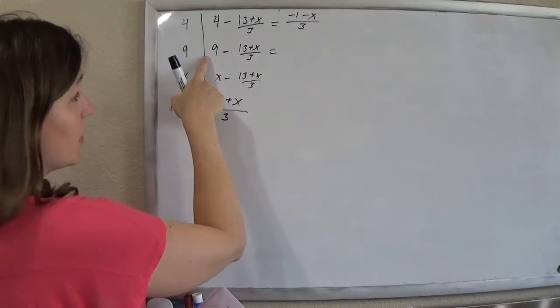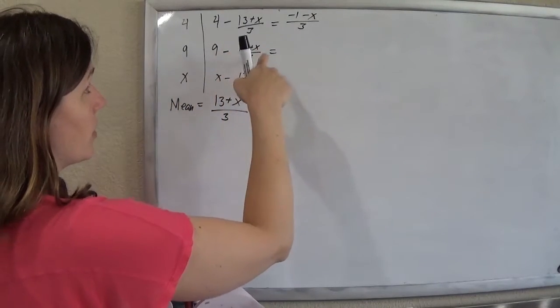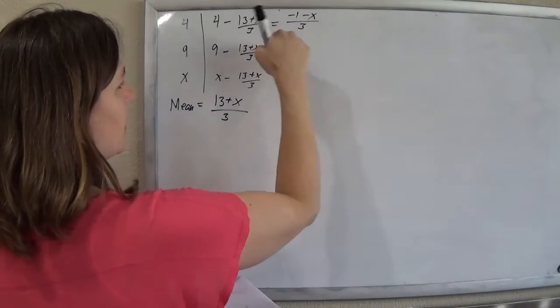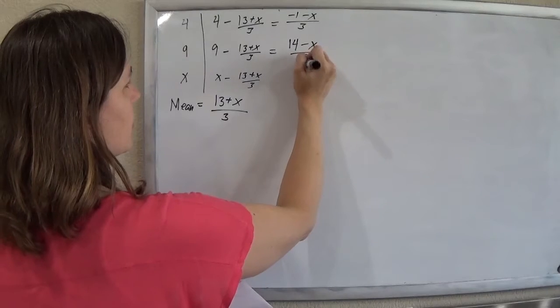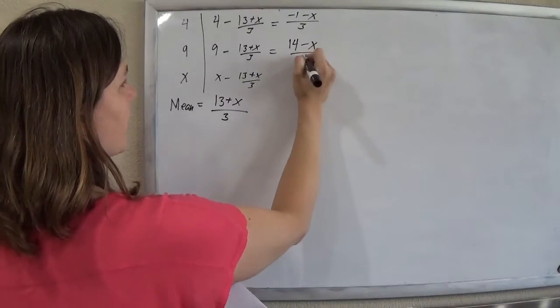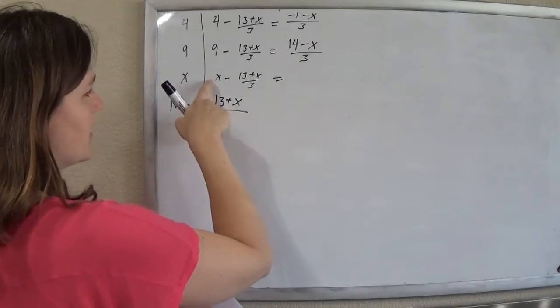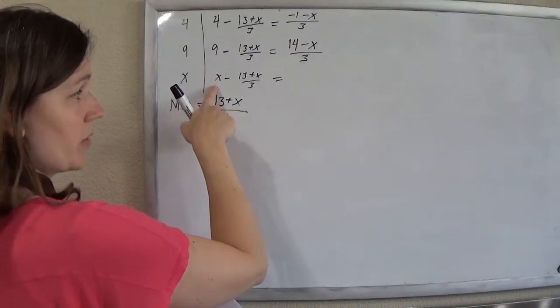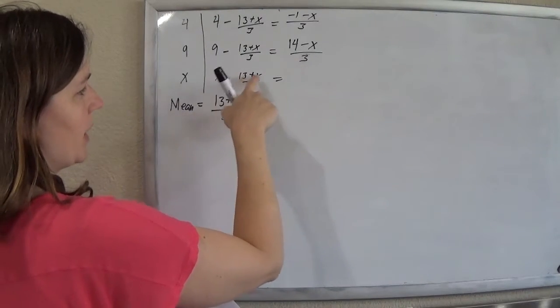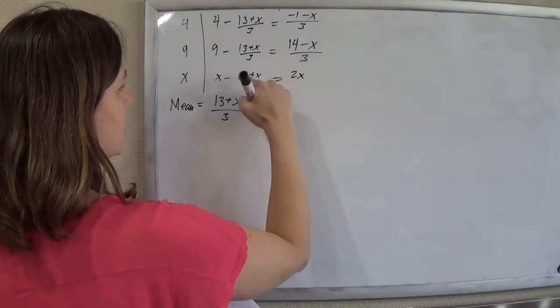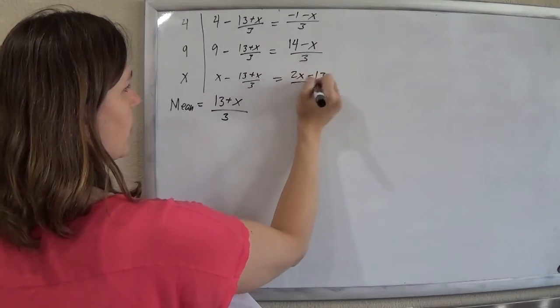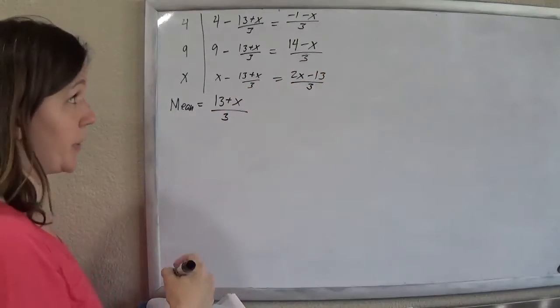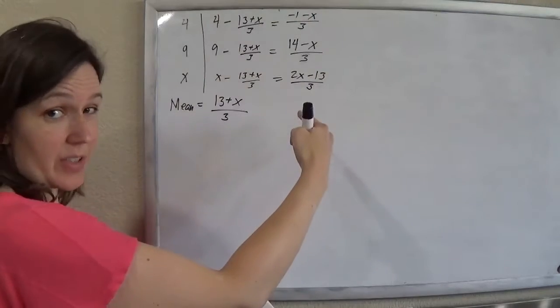9 is 27 thirds, so 27 minus 13 is 14, and then minus x over 3, sorry. And then x is 3x over 3, so 3x minus x is 2x, and then minus that 13 over 3, just getting a common denominator. So those are the differences from the mean.